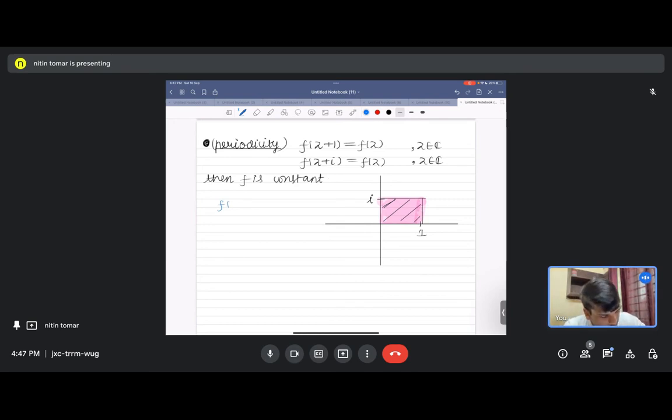What I want to say is, first of all, the first thing that you should observe is that f of z plus m is same as f of z for all m in integers, and f of z plus iota n is also same as f of z for all n in integers. Do you all agree with this? Yes. Okay, it's good that you all agree with this.